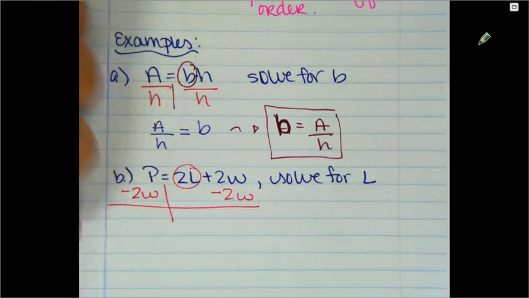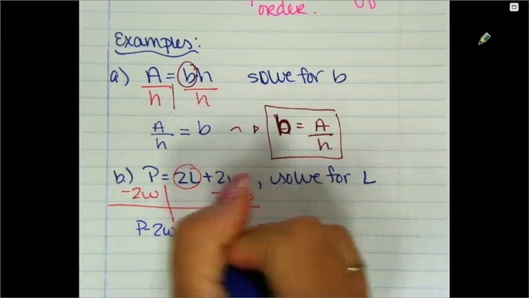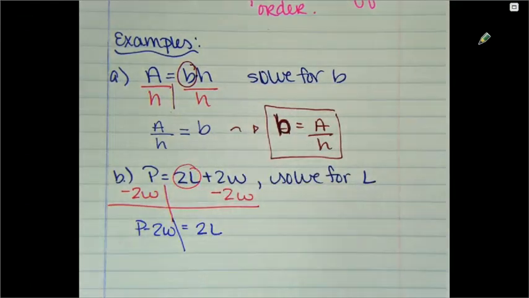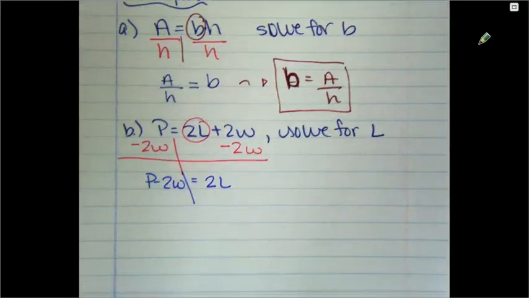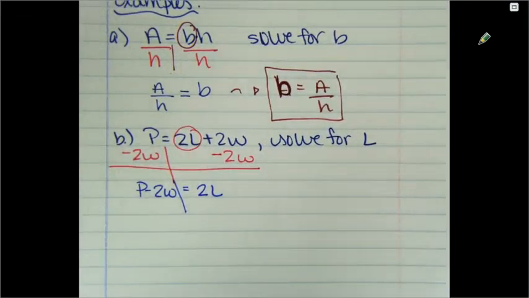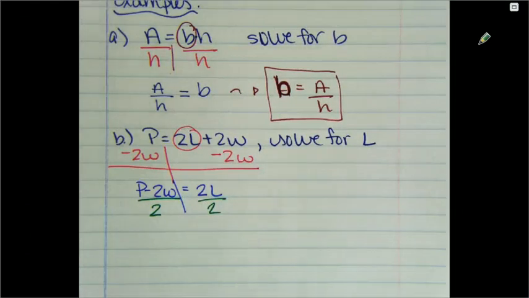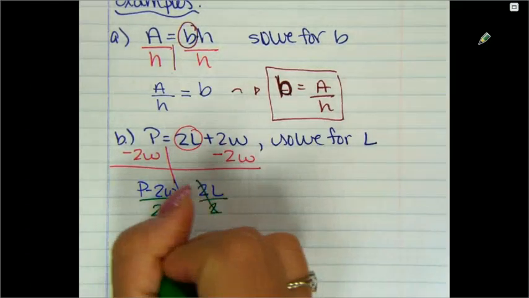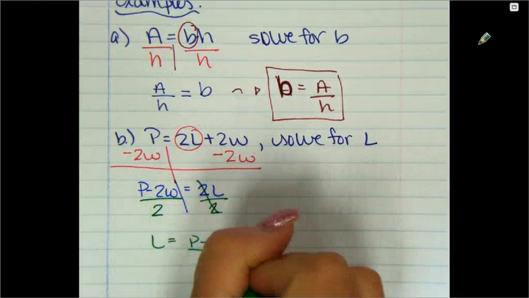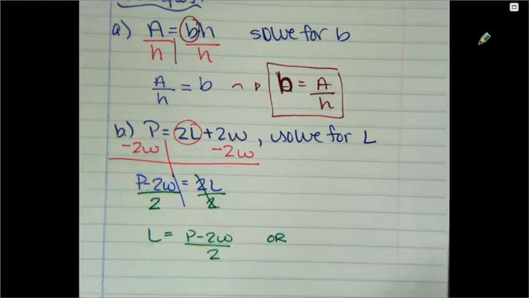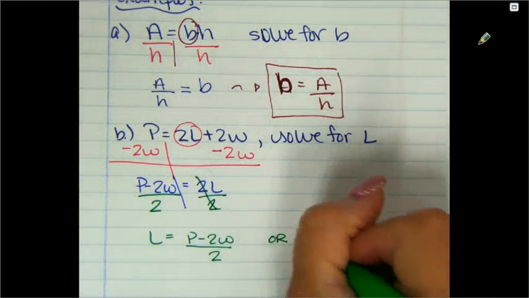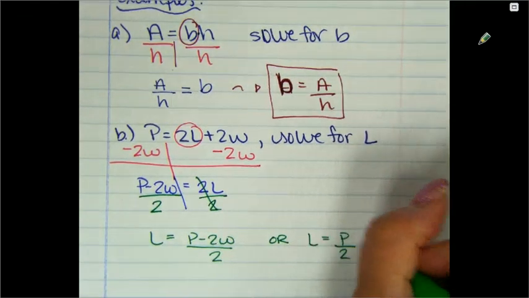What do I write on this side? P minus 2W equals what? 2L. All right, what do I do next? Yeah, divide by what? Okay. Ready? You can write this answer one of two ways. First of all, that cancels. I can write L equals P minus 2W all over 2, or I can rewrite this to say L equals P divided by 2 minus W.